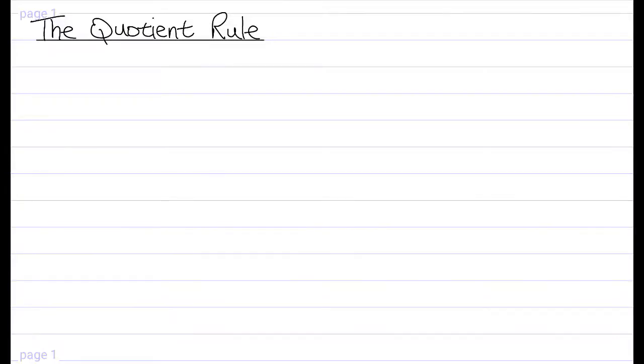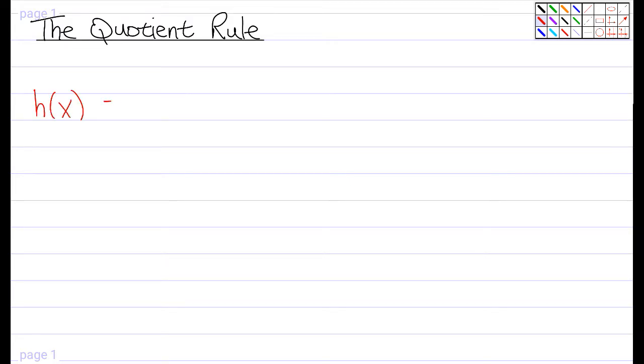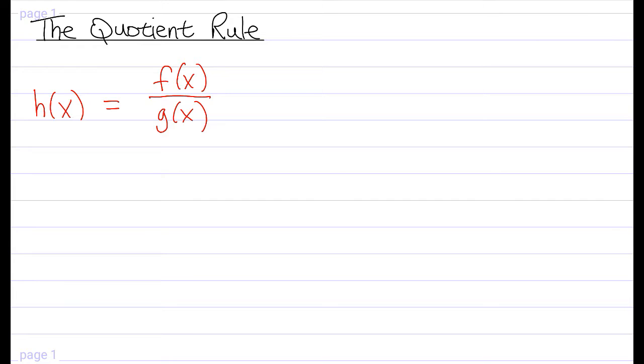Hello everyone, welcome to part 5 in our series on the derivative. Today we're going to be talking about the quotient rule. What is the quotient rule? Well, the quotient rule says that if I have a function h of x and it's equal to f of x over g of x, the quotient rule is going to tell us how to get the derivative of h of x.